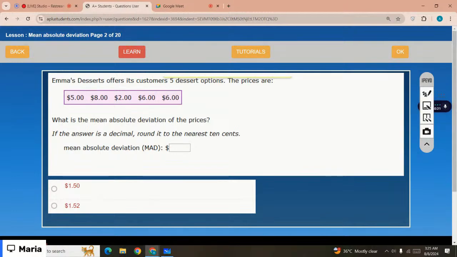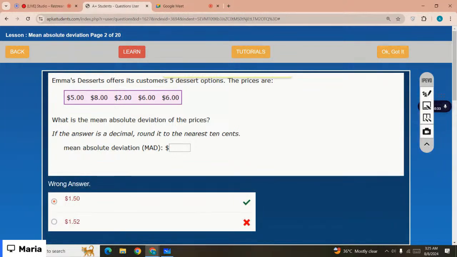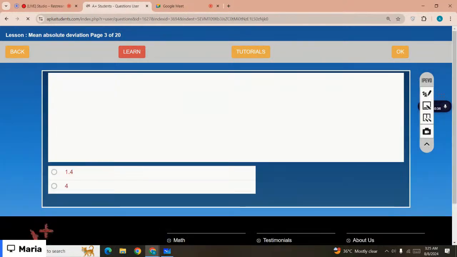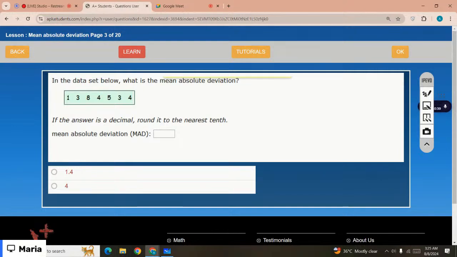A Mars dessert, that's the one we just did in the tutorial, right? That is 1.52. That is 1.50. In the data set below, what is the mean absolute deviation? So first thing you need to do is calculate the mean. So let's just calculate the mean.